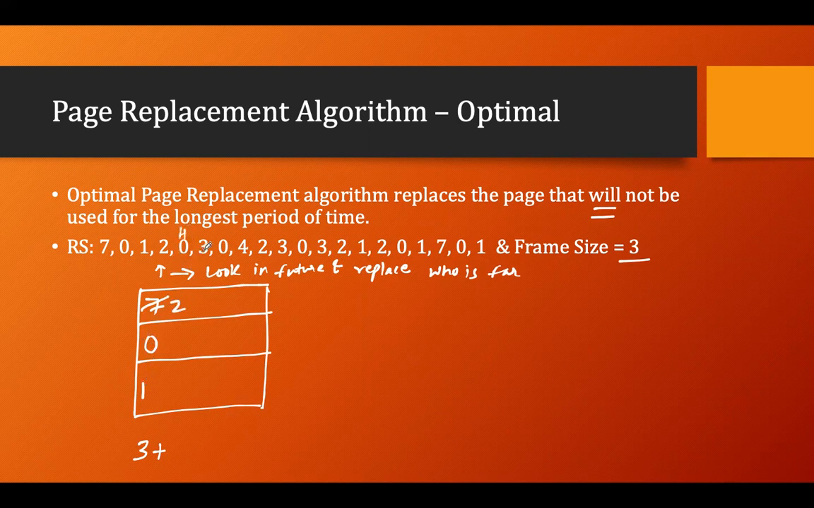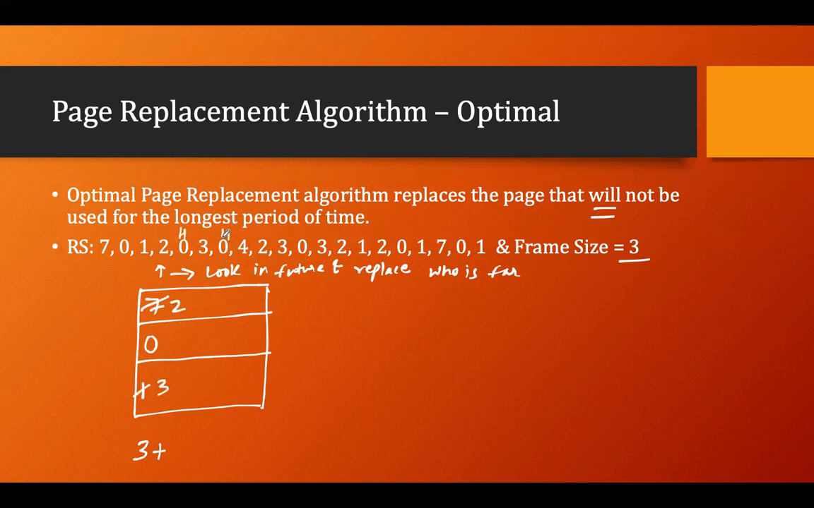1, so we don't have 3. So for that we have to look at the future, and 2, 0, 1 is there. So 0 is there, 2 is there, which is not there here in the future. 1, so we have to replace 1 with 3. 0 is a hit.